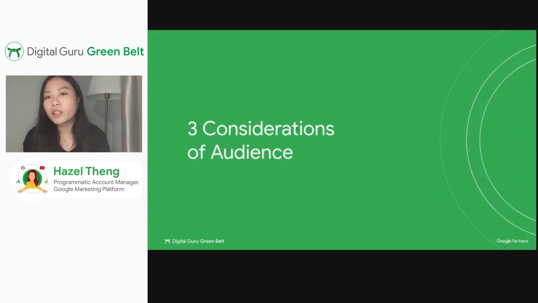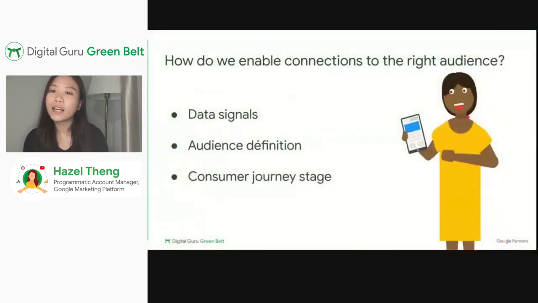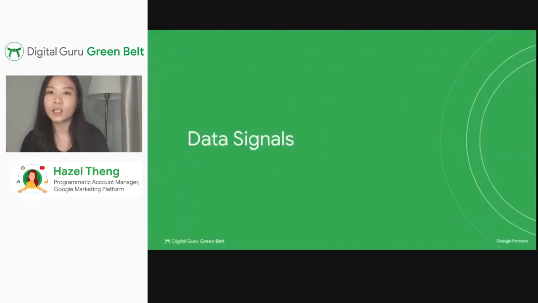So what are some of the considerations as a planner? What are some of the considerations that would enable you to choose who is the right audience you should target for your next media plan? First is really identifying what data signals are available within your reach. Then after that, we define who your target audiences are. And following that, reach them at the right consumer journey stage.